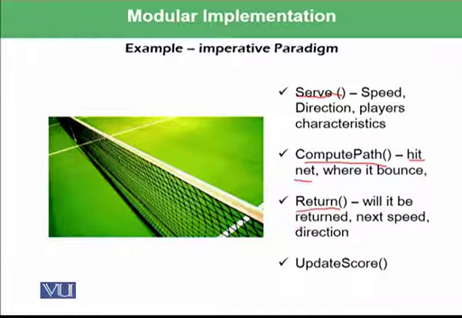It determines whether the ball will be returned or not, and what would be the next speed and direction of the ball. And if any score is given to player 1 or player 2, then there is a function or module known as update score, which will update the score of a player. So this means that we have divided the problem of playing tennis into 4 modules possibly.